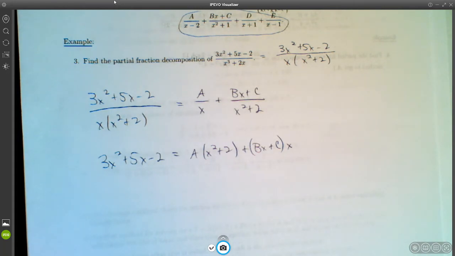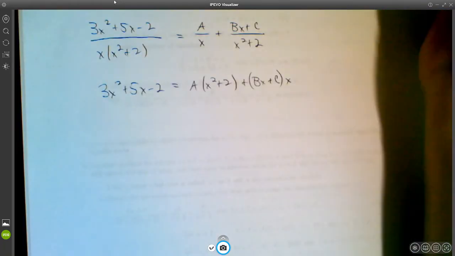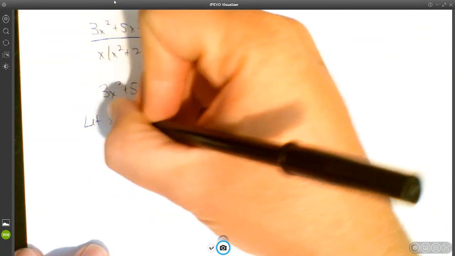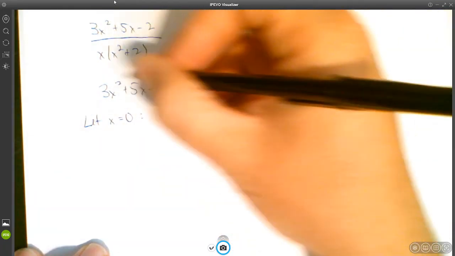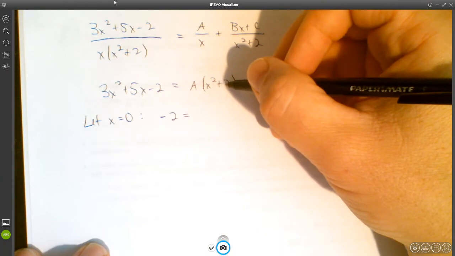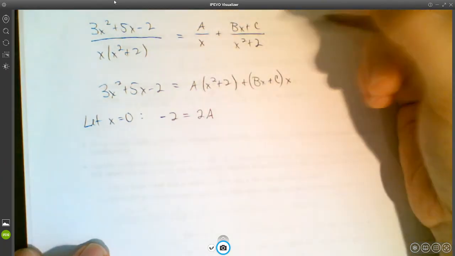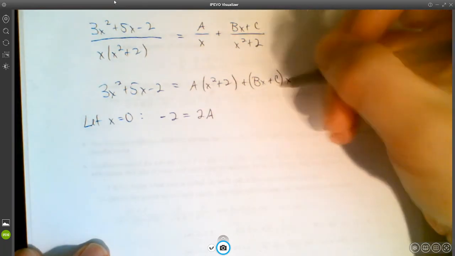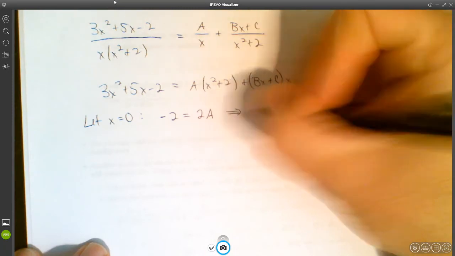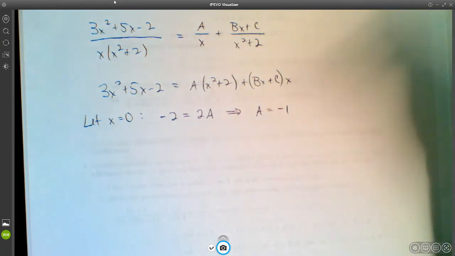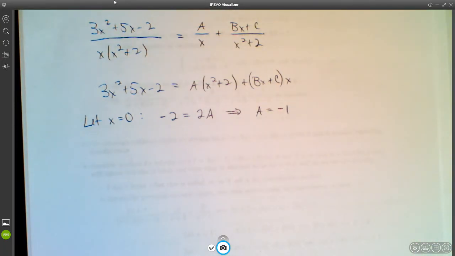So, the cancellation method is only going to get me so far here, but I think I can get some useful information. Like if I let x equal 0, then on the left-hand side here, I'm just going to get negative 2. And on the right-hand side, I'm going to get 0 squared plus 2 is 2. 2 times A is 2A. B times 0 is 0 plus C, well, times 0. This whole term is going to be 0, right? So I just get negative 2 equals 2A. And that implies that A is negative 1. So that's useful information. But to get B or C, I'm not sure how I'm going to do that.